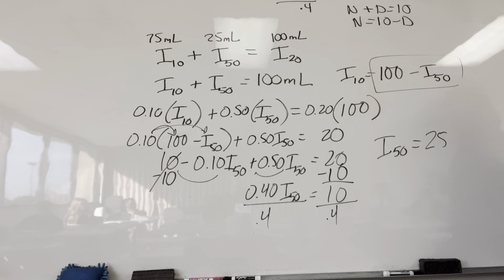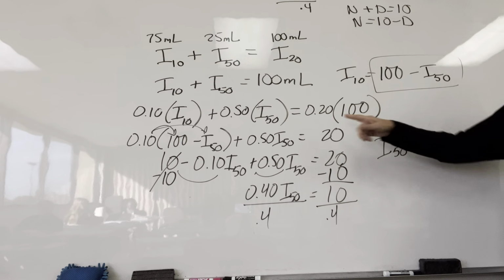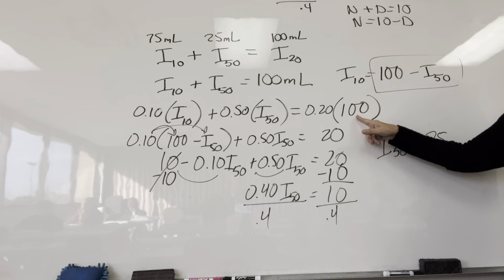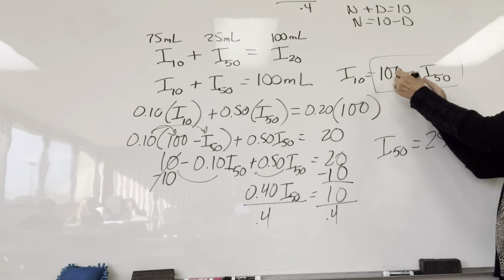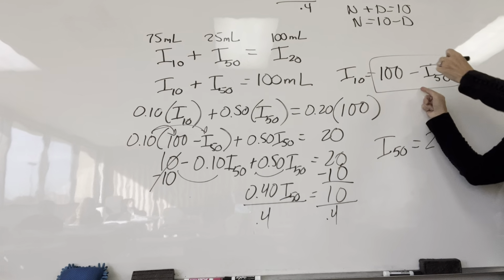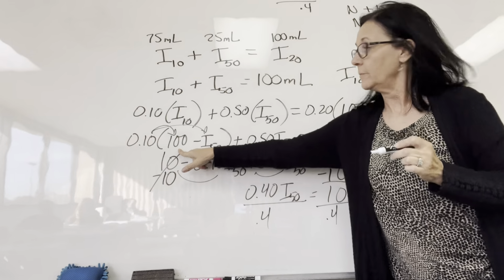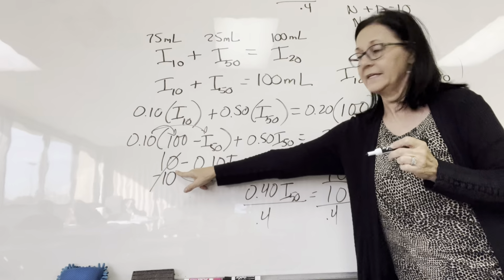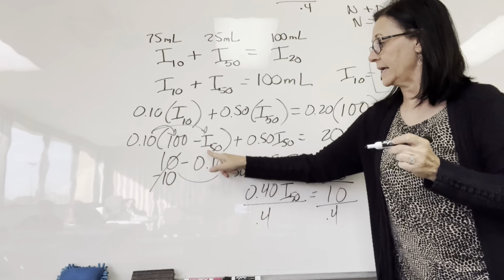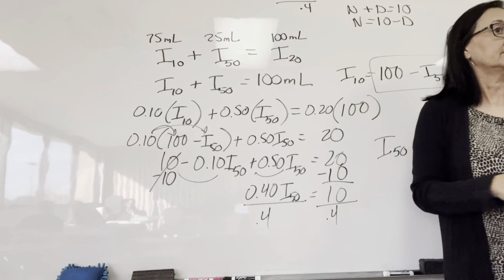When you multiplied 0.20 by 100 up there, what did you multiply by 100 on the other side? Well, for S10, I substituted this in. So then I multiplied that 0.10 times 100 to get 10, and 0.10 times negative S50 to get negative 0.10 S50.